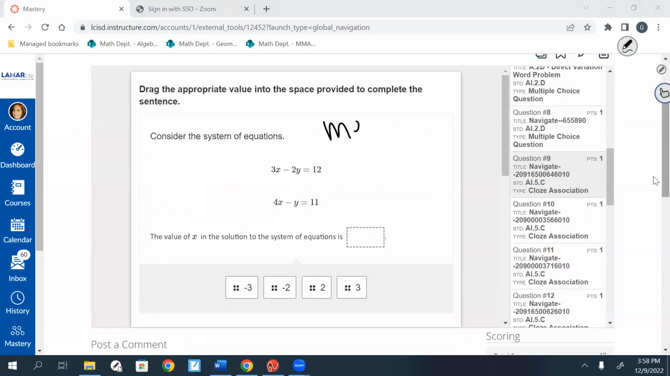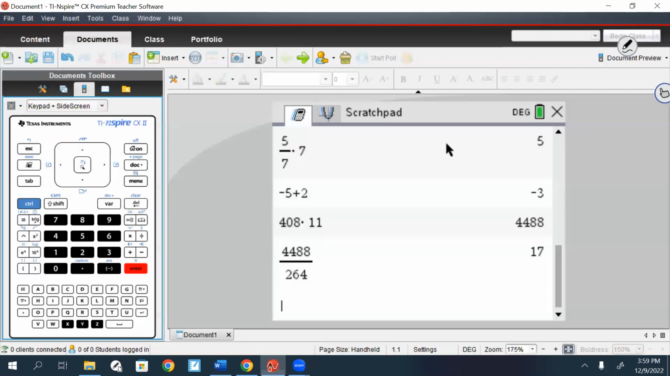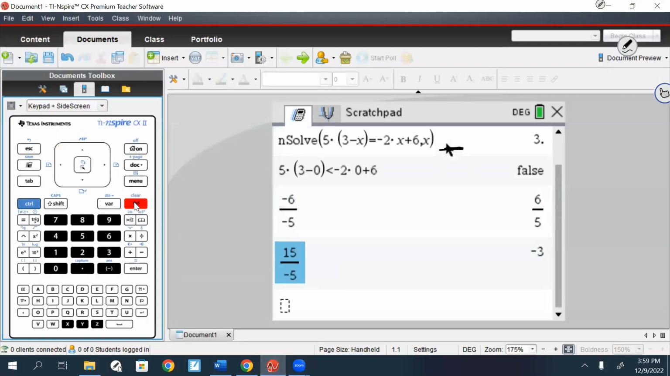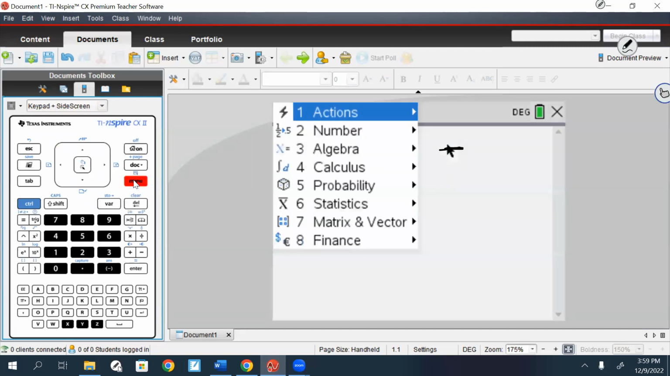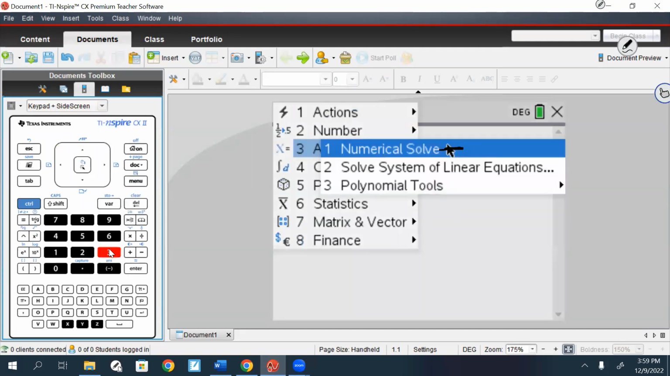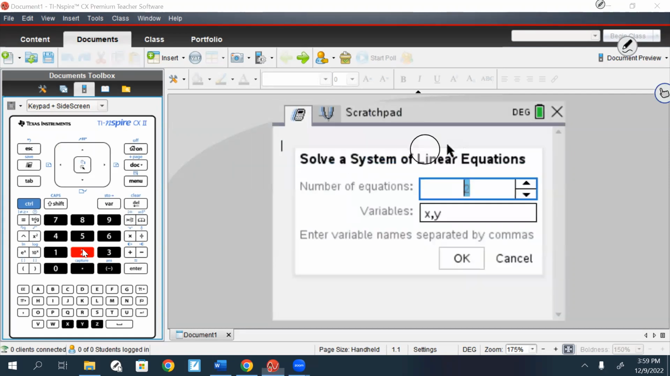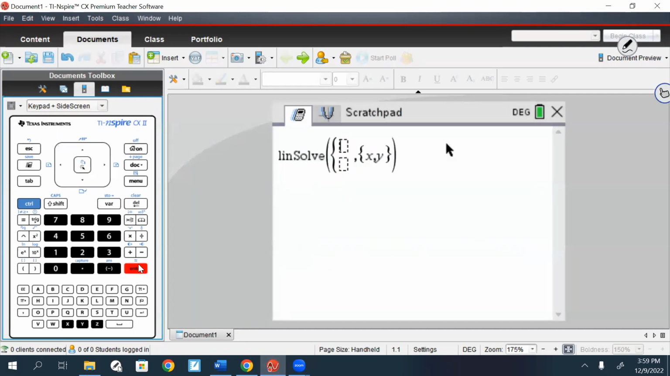So in a calculator, we're going to do menu, 3 and then 2. So menu and then algebra, and then you're going to look up the system solve one. We're going to type these equations in exactly as they are. So menu, and then 3 for algebra, and then 2 for solve a system, because that's what we're trying to do. And how many equations do we have? 2. Okay, and then we're using x and y, so it was all good to go.